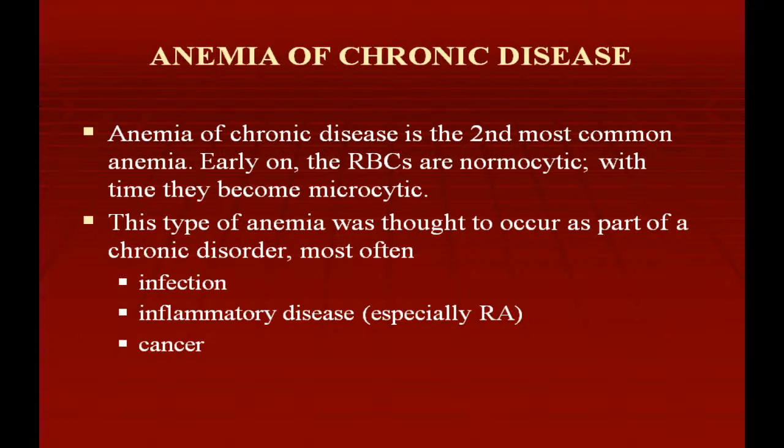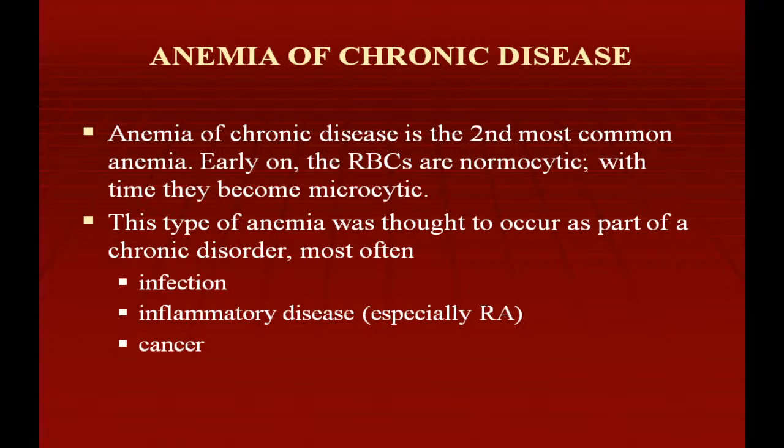So another big group of anemias is anemia of chronic disease. I said about it before. More often it's normocytic. Sometimes it can become microcytic. So in CBC you may see these features. As I said, more often it's accompanied by some infections, some inflammatory process, for example, rheumatoid arthritis, or nonspecific intestinal inflammation, and cancer.